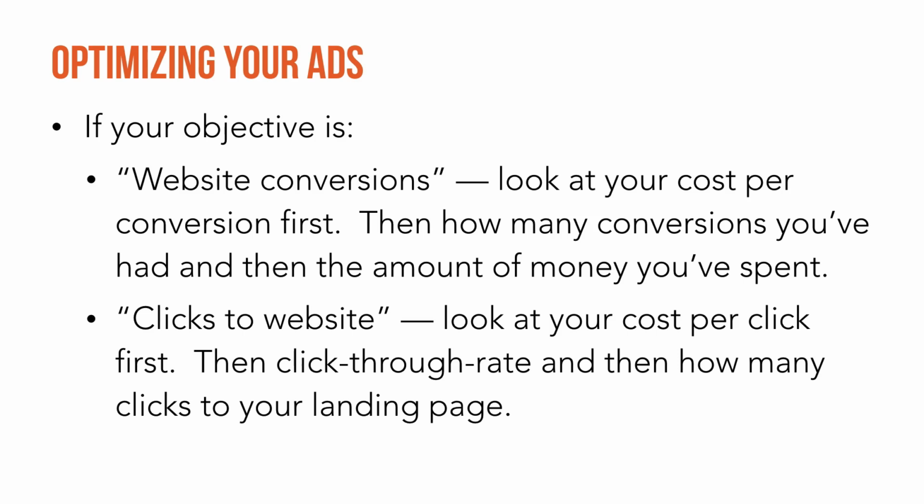The first numbers that you want to look at are going to be dependent on what your objective is. So for example, if your objective is website conversions, the first number that I want you to look at is, what is that cost per conversion? All right. And then after that, how many conversions have you had, and how much money have you spent in order to get those conversions? Those are the first 3 numbers I want you to look at. Don't be distracted by all the other numbers that Facebook gives you. Don't worry, we'll dive into those. But first and foremost, look at the result that aligns with your objective.